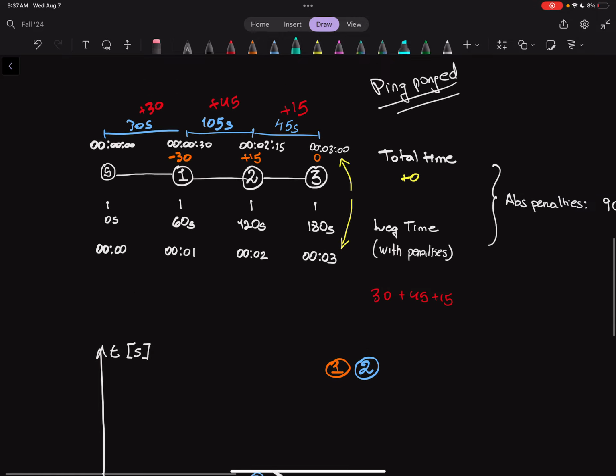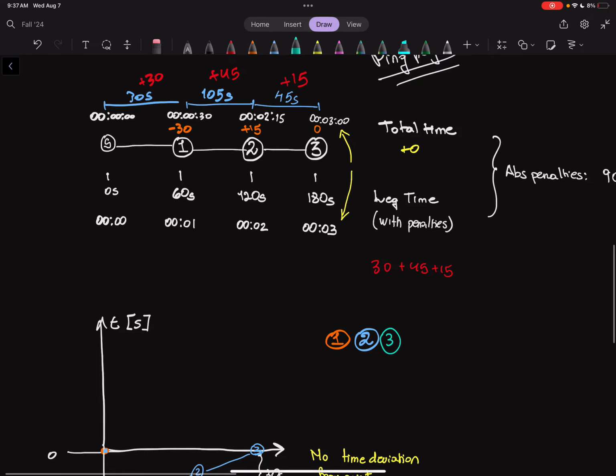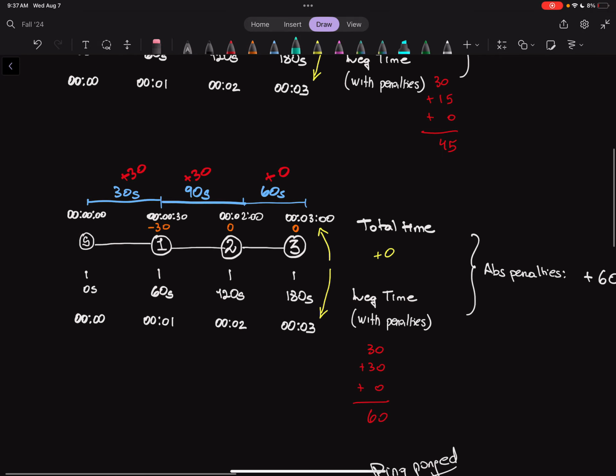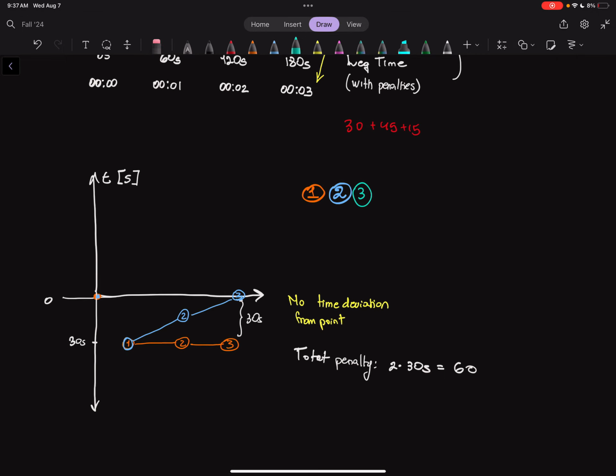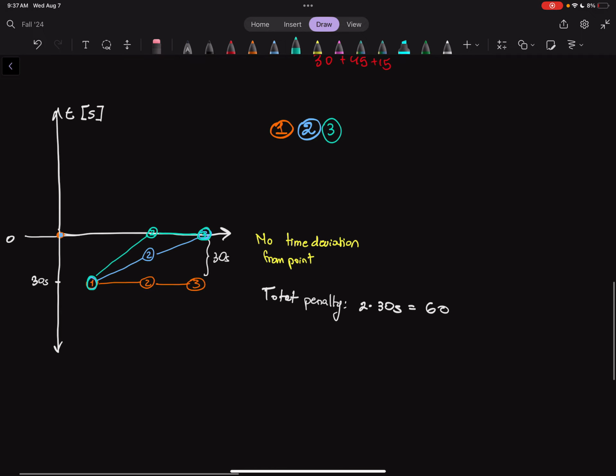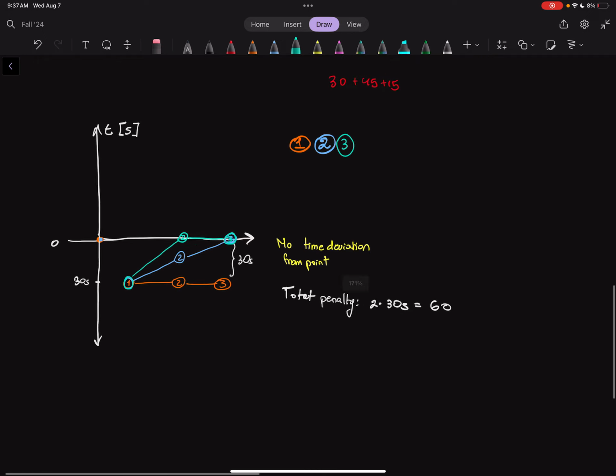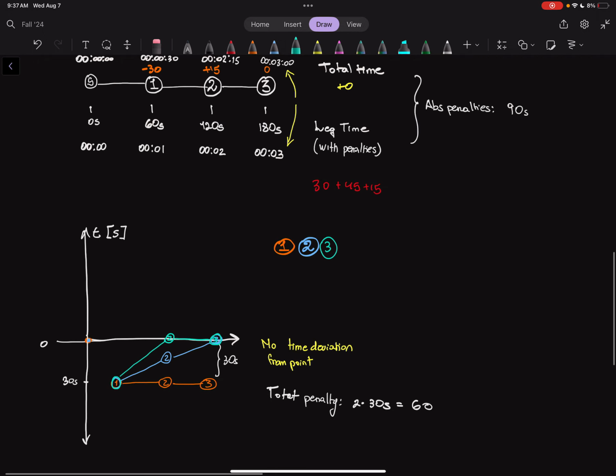Let's look at the third scenario. So third scenario would be 1, 2, 3. So 30 seconds early, then 0, 0. So your third scenario, you start from here, then you're at 0 at your second point, and you're at 0 at your third point. But your largest deviation is 30. You multiply by 2, the total penalty is 60.